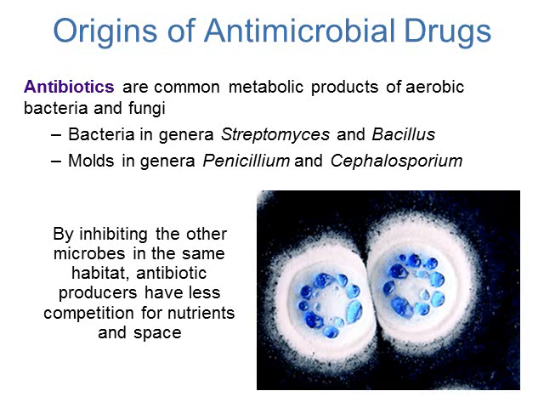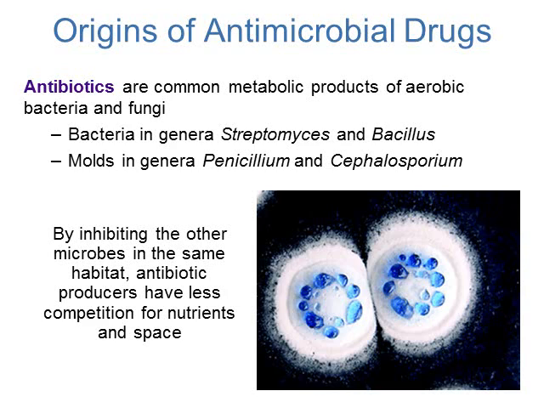So we have antibiotics. Antibiotics are actually very common metabolic products of aerobic bacteria and fungi. So antibiotics originated from living things. So examples, bacteria in the genera Streptomyces and Bacillus produce antibiotics. Molds in the genera Penicillium and Cephalosporium produce antibiotics. So Penicillium is a type of fungus or mold that produces penicillin. For example, Streptomyces bacteria produce streptomycin.